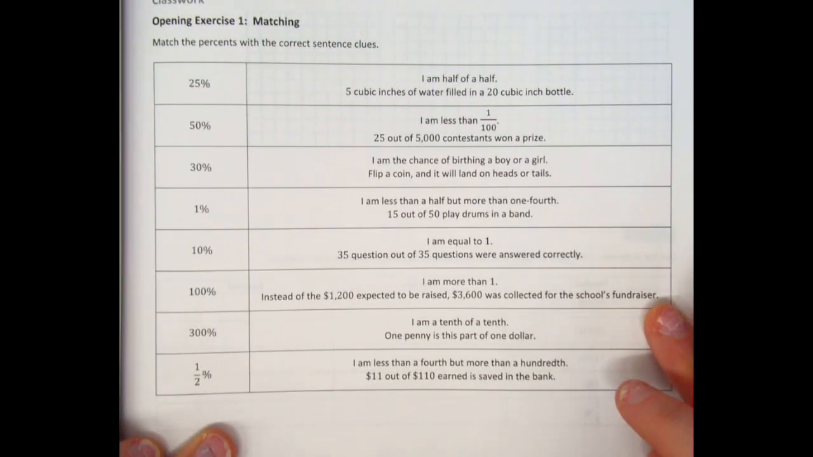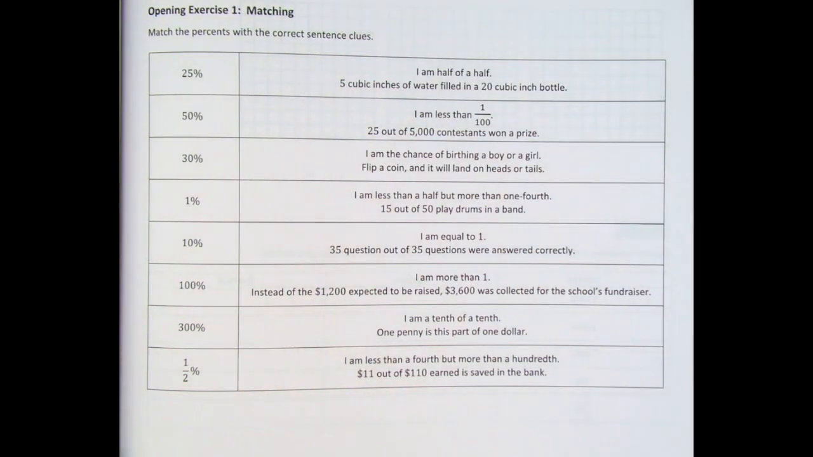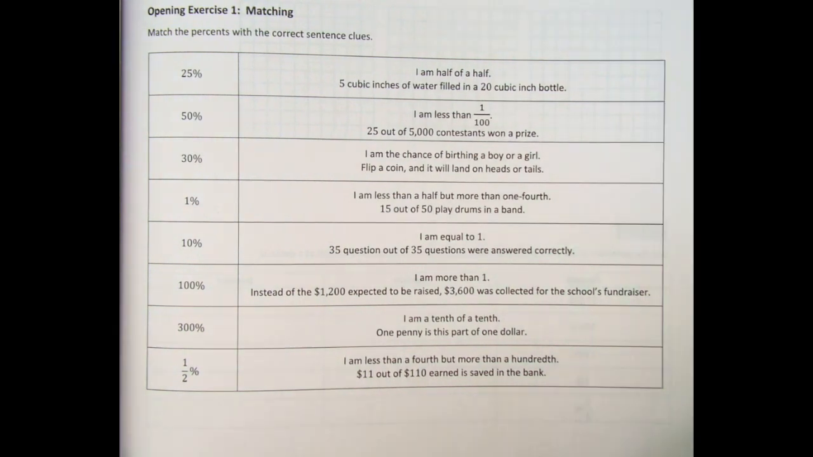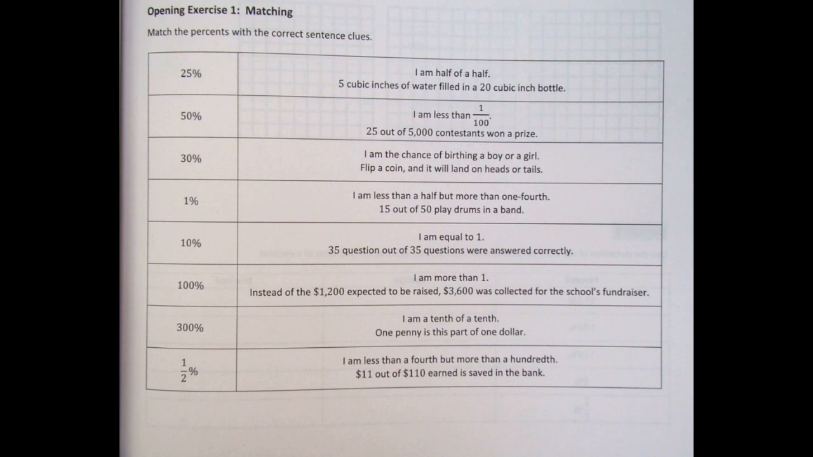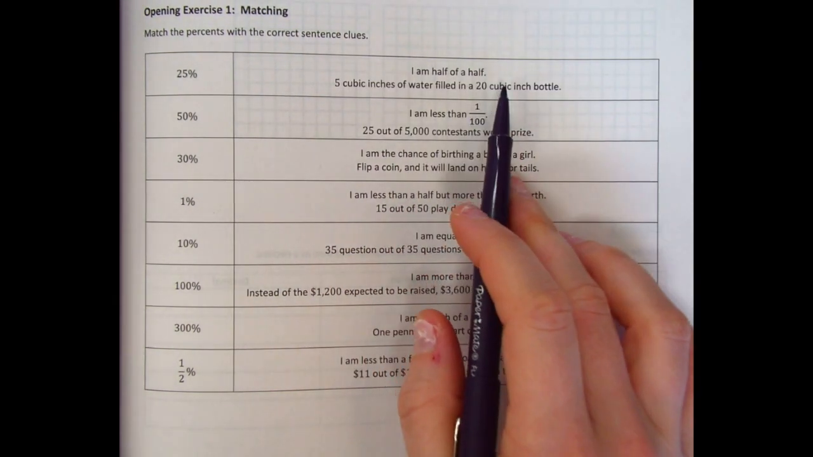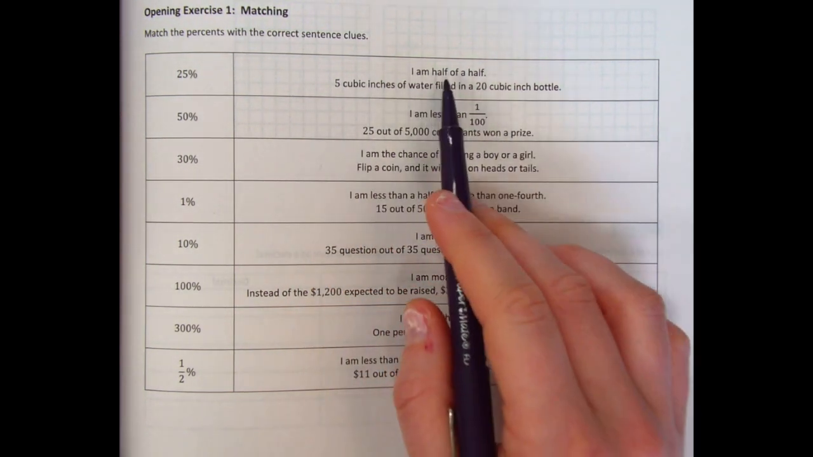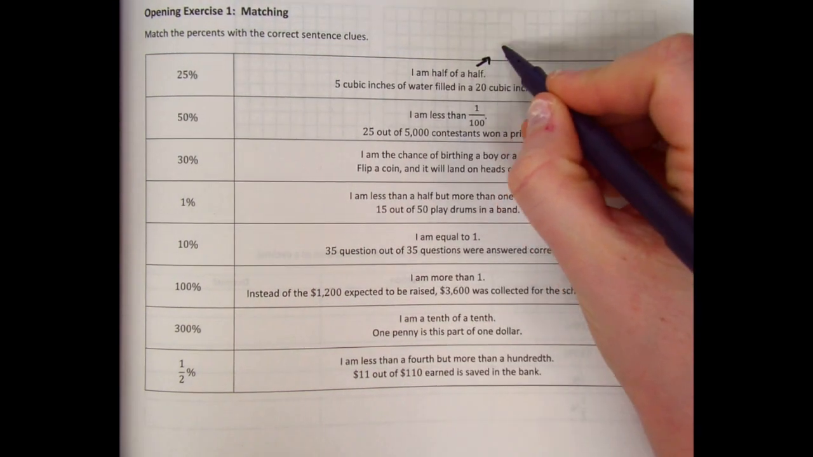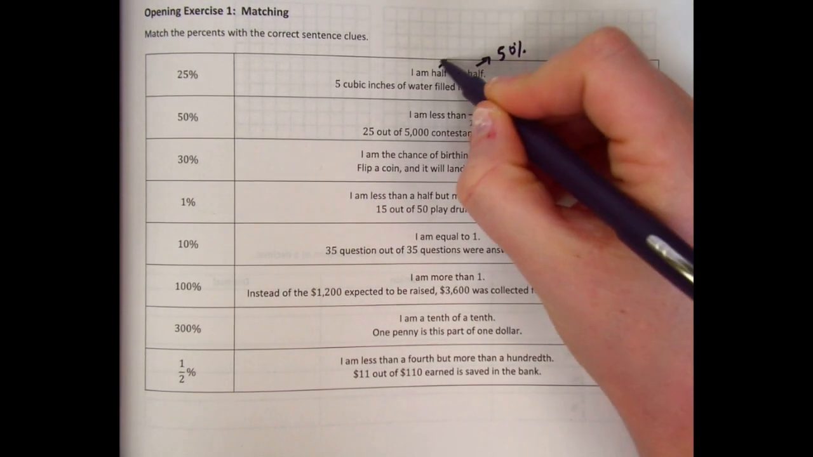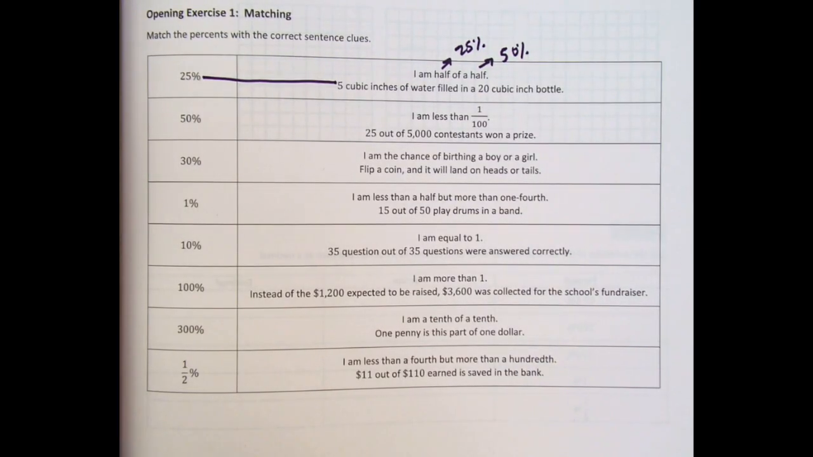Okay, so each of these is a description of a type of number. What I'm going to share with you is just the answer and then how you may have gotten that. So the first one, I am half of a half, 5 cubic inches of water filled in a 20 cubic inch bottle. So half of half itself is 50%, and half of that is 25%. First two match.